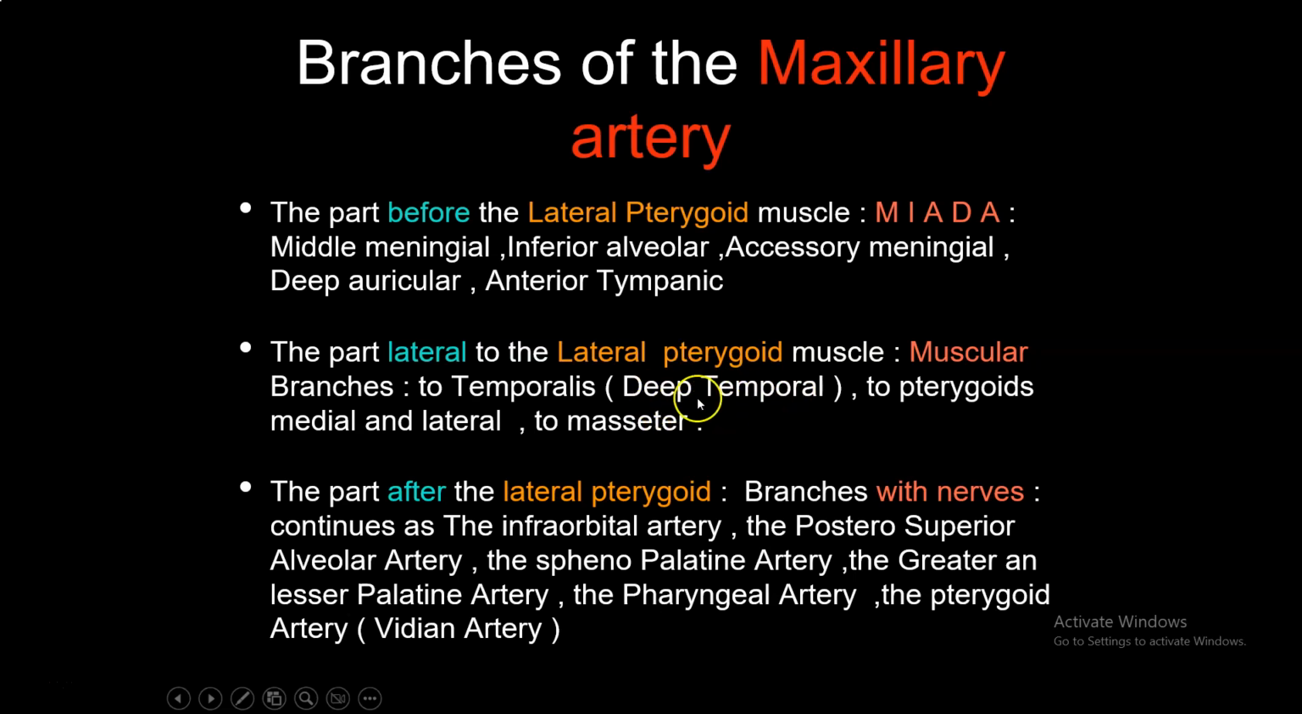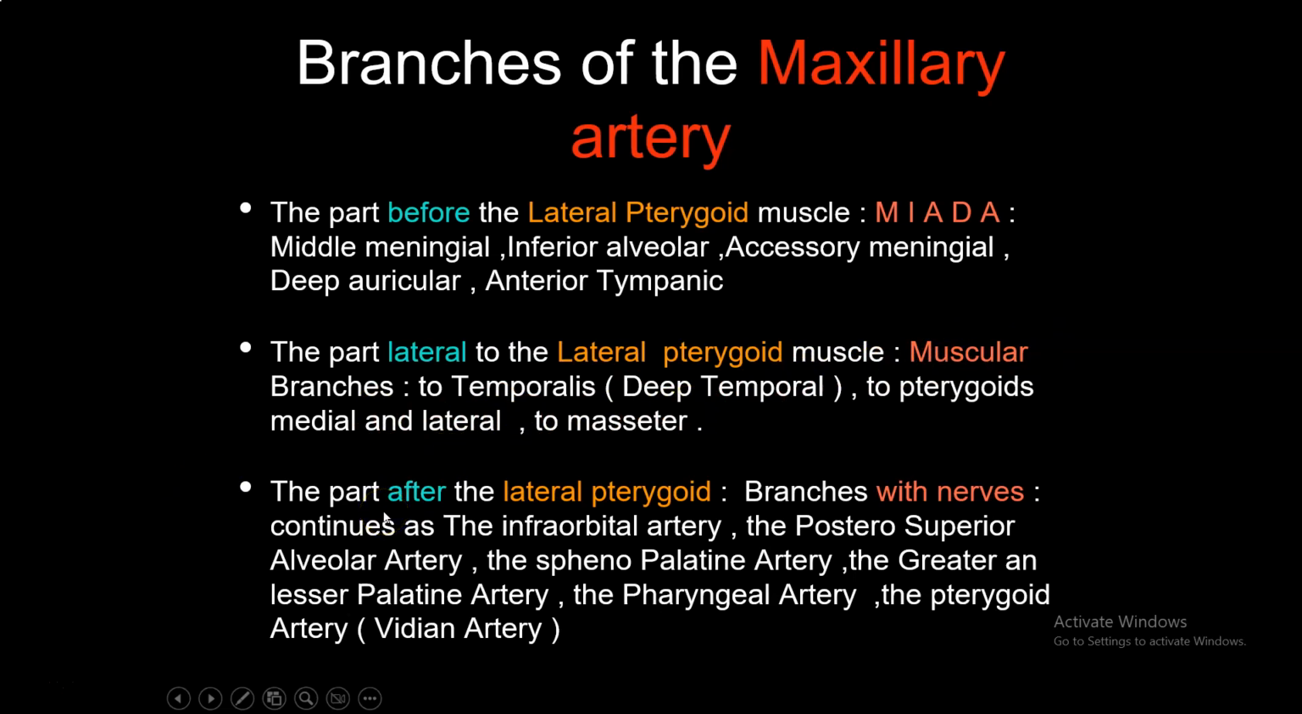So if you have this atrophy, you can ask some of the colleagues of dermatology to inject some fat in the temporal region, but better to keep the muscle with its blood supply. And of course, the three muscles are the pterygoid, medial, lateral, and masseter. So the part lateral to the lateral pterygoid gives muscular branches: temporalis, pterygoids, medial and lateral, and masseter.